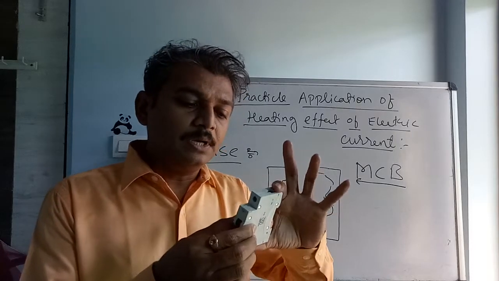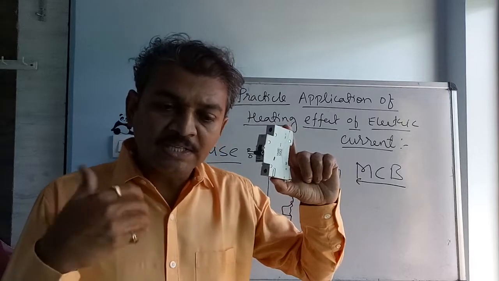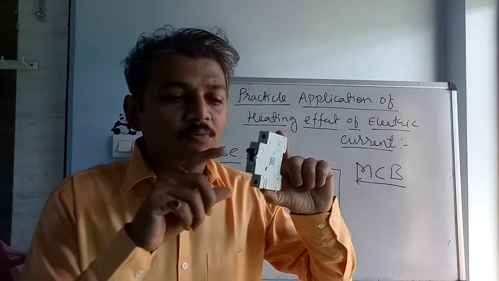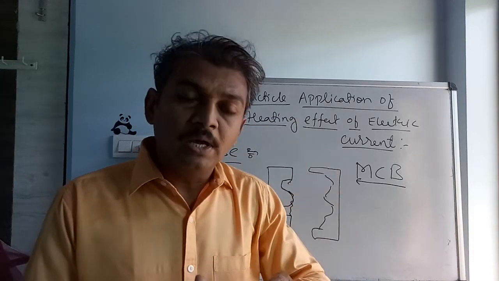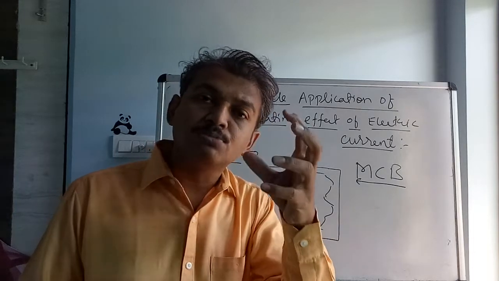If this MCB is placed across a certain circuit in which more than 16 ampere power supply will be there, then this MCB will not work, it will always trip. That's why these MCBs are used according to the consumption of power.